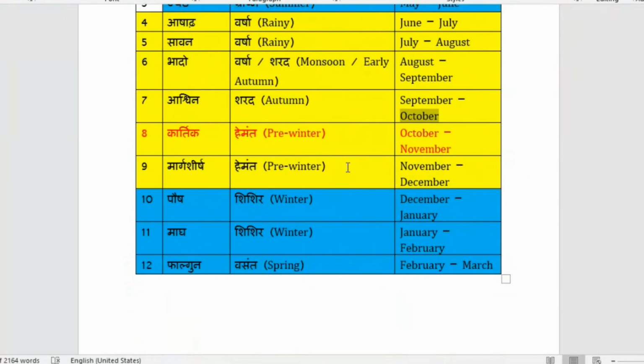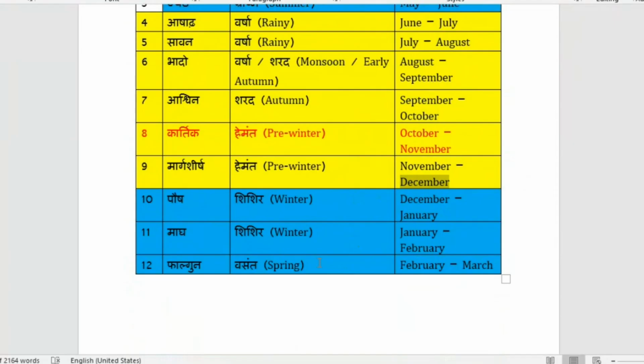Now Muthu Lakshmi ji, after Hemant, which season comes? Shishir. Which month will be carried forward from the previous season? December, January and February. So December is the last month of Hemant. So that will again come here in Shishir. So December, Jan, Feb.